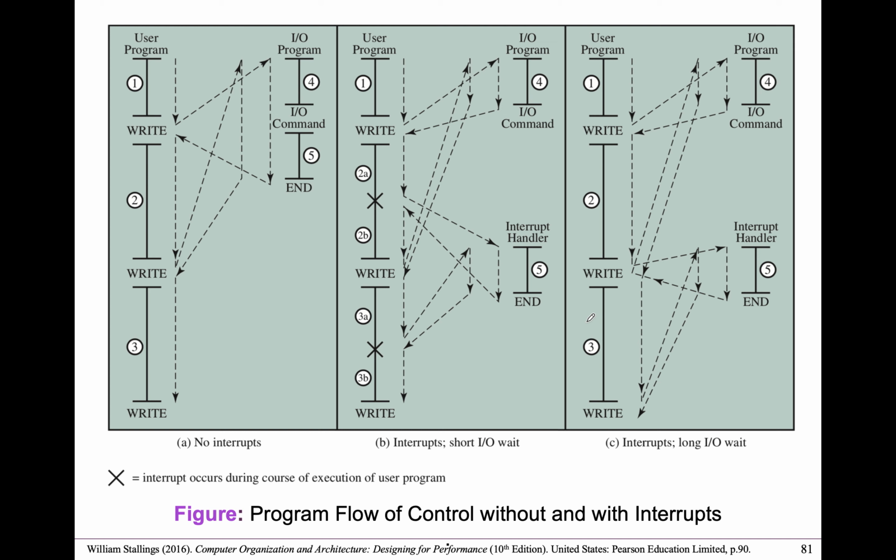Now you're going to see the program flow of control without and with interrupt. There are a lot of arrows. You can see too many arrows also. Maybe you feel like, wow, what is this? It might confuse you, but we're going to see it one by one. Let's take a look at what basically happens.